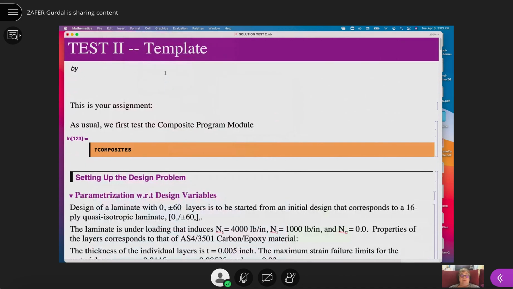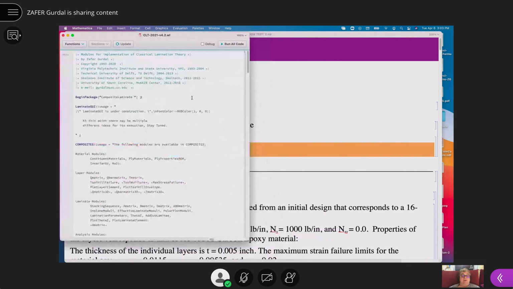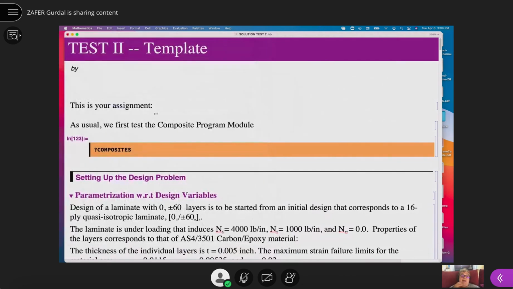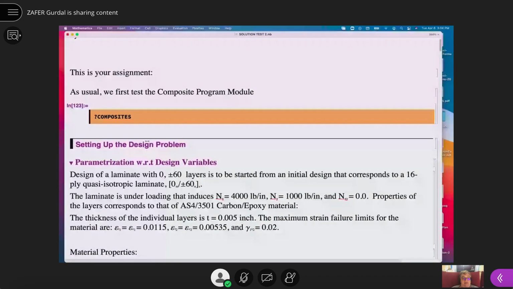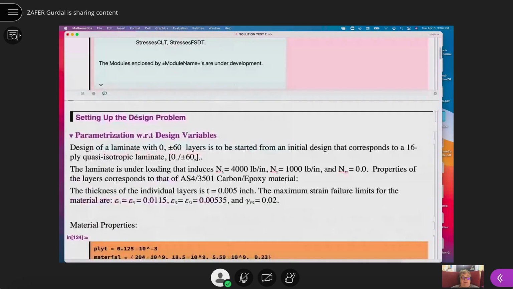Output. All right. So the first thing I'm going to do is I'm going to run my CLT program. That's my CLT program. Run all code. Okay. Ran all my code. All right. So this is a test 2 template. As usual, check first if the composites is available. It is, since I ran the thing.